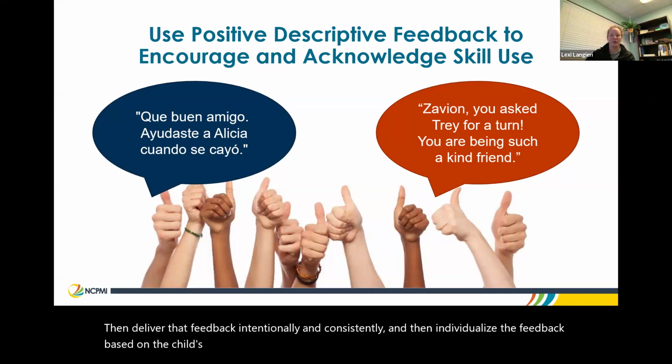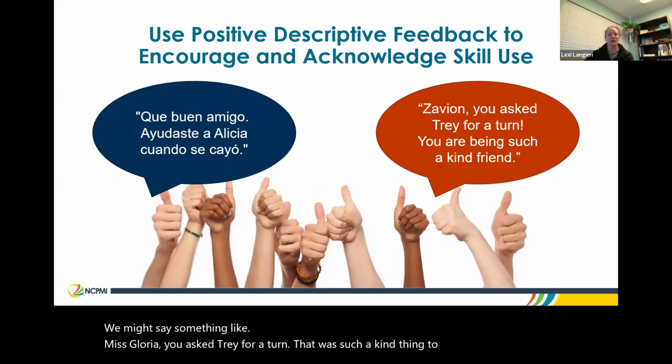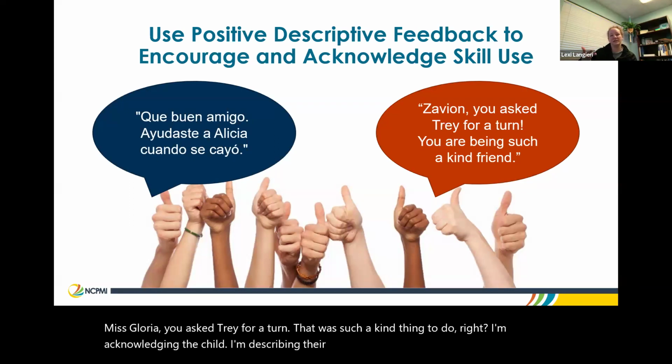So for example, we might say something like, "Miss Gloria, you asked Trey for a turn. That was such a kind thing to do, right?" I'm acknowledging the child, I'm describing their behavior, and I'm stating why it's important.